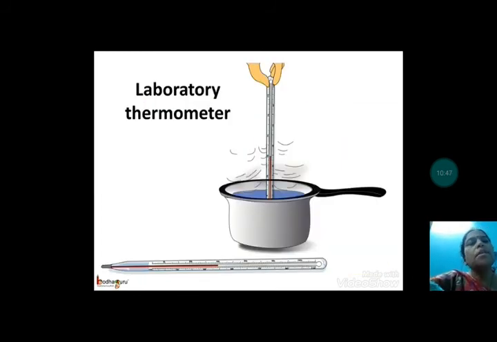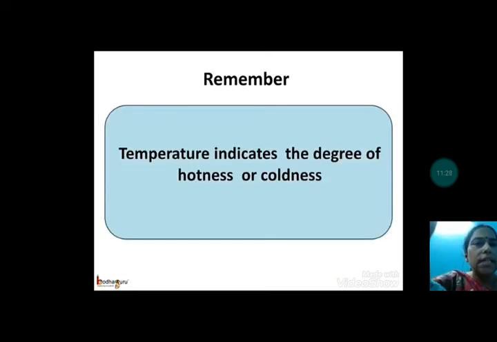Now we are going to discuss the laboratory thermometer. So the boiling point of water can be measured with the help of a laboratory thermometer. Because why? When we use the clinical thermometer to measure boiling water, then what will happen? The mercury will expand very fast, and it might be possible that the thermometer is going to break. So we don't use the clinical thermometer to measure the boiling point of water. To measure the boiling point of water, we use the laboratory thermometer, okay, because it has a high range.